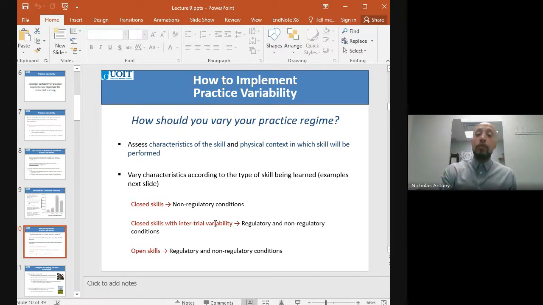So this would be more for skills once you sort of develop the pattern. The variability is to develop the pattern. But because nothing changes with every repetition of the free throw, you would want to start varying non-regulatory conditions when introducing variability. For closed skills with intertrial variability, like the golf shot, you would want to change or alter regulatory and non-regulatory conditions. And then for open skills, you definitely want to change regulatory and non-regulatory conditions.